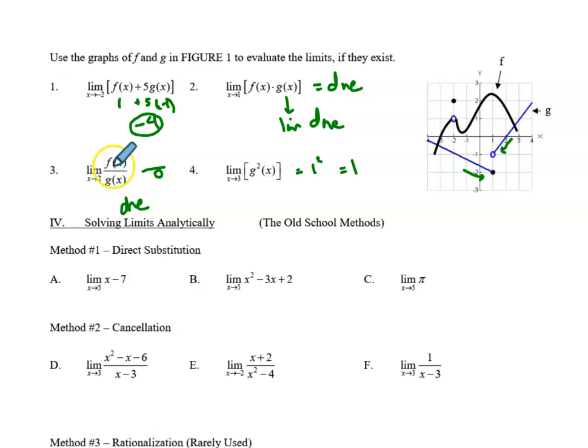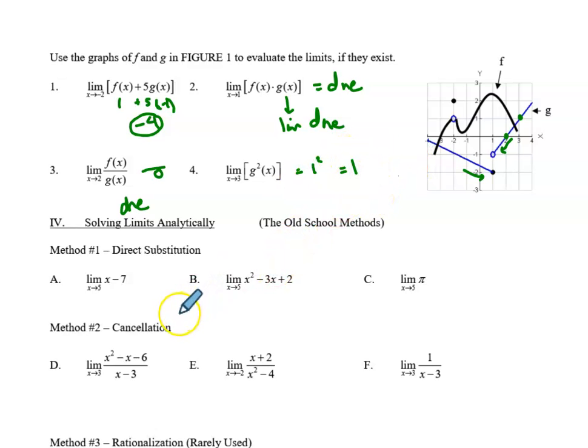For number 3, we can divide our limits only if the denominator is not equal to 0. And in this case, as x approaches 2 of the g function, that limit is 0, so we're dividing by 0, so this limit DNE. And in number 4, I'm taking the limit of g as x approaches 3, and that is 1, and then I'm squaring 1 and getting 1.